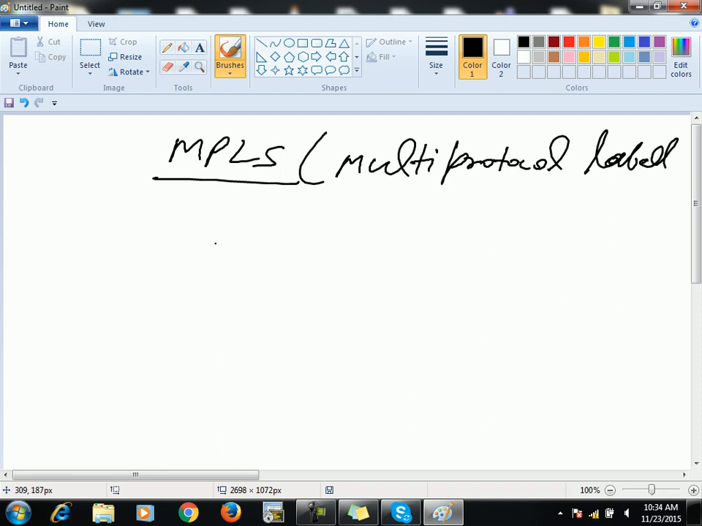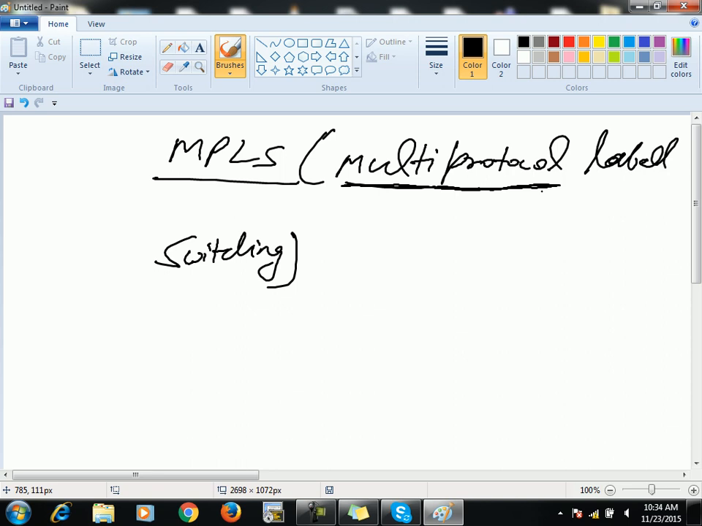Label switching, right? See, we are calling it multi-protocol, which means MPLS is going to be an open standard, right? Open standard. It can support IPv4, IPv6. I mean everything. It can encapsulate everything actually, right?